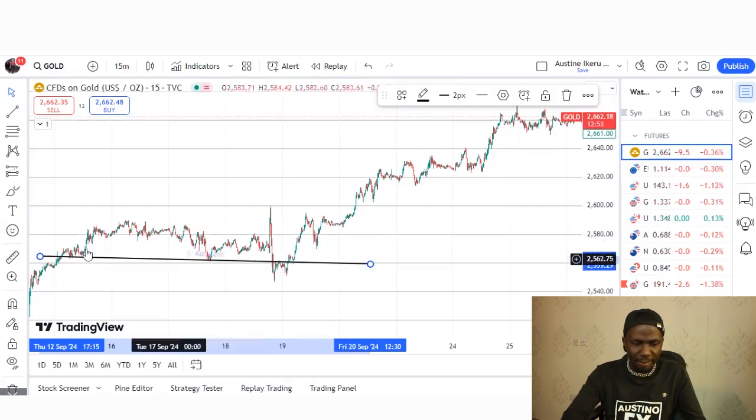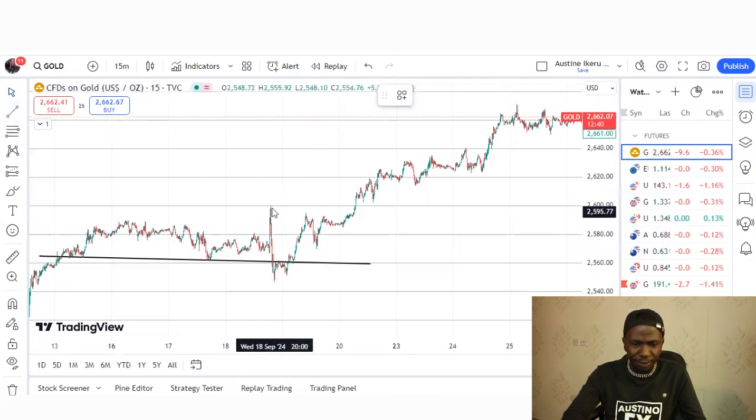So you can see that the market tested it 1, 2, 3, 4, 5. So 5 times. So this is clearly where you are expected to take what? A buy trade. Now another place you can take your buy trade is previous resistance level.